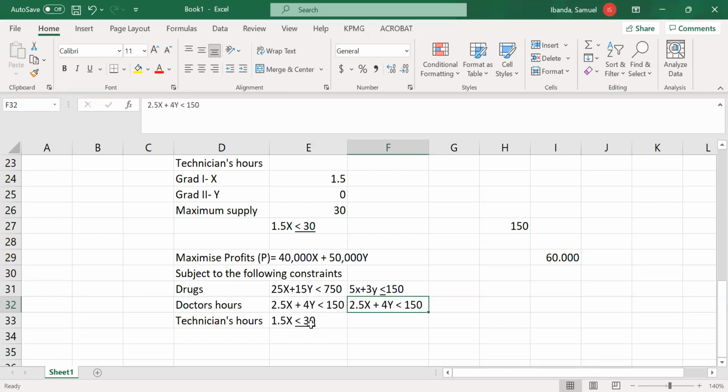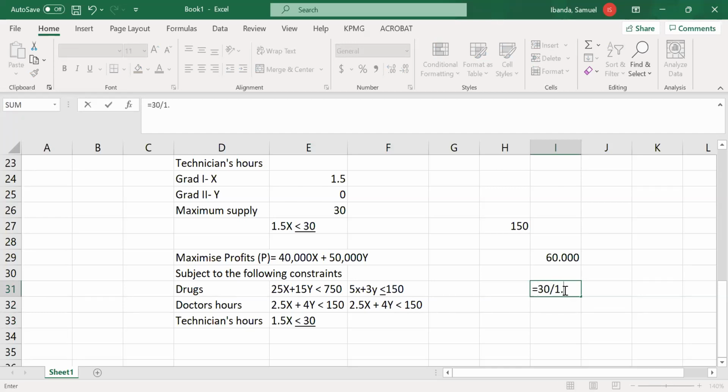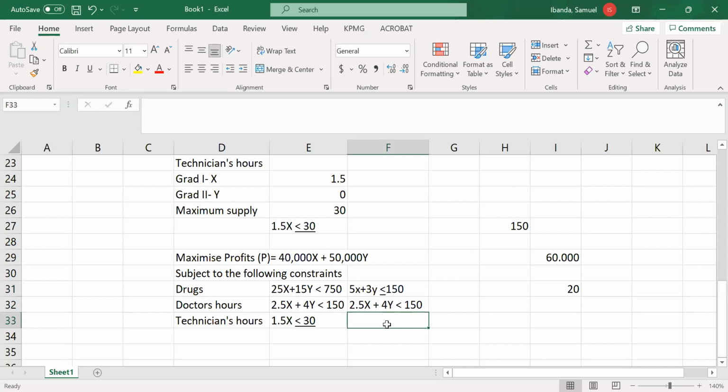So this one I'll leave the way it is, but you can see 1.5 and 30 have a common factor, and that is 1.5 itself. When you divide 30 by 1.5 it gives you 20. So this is the same thing as x should be less or equal to 20. Like that. So I just wanted to simplify them in that way for you, okay?